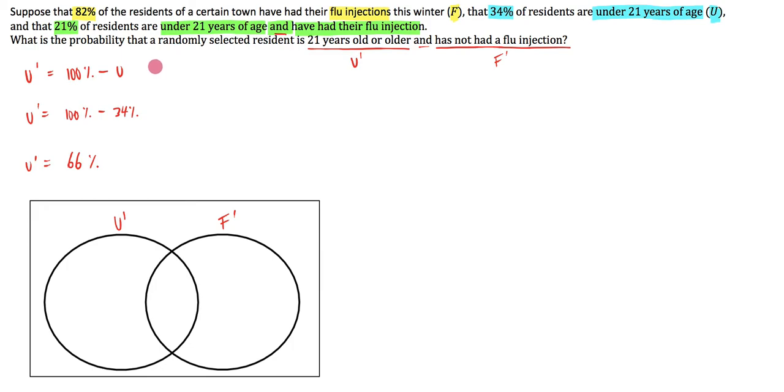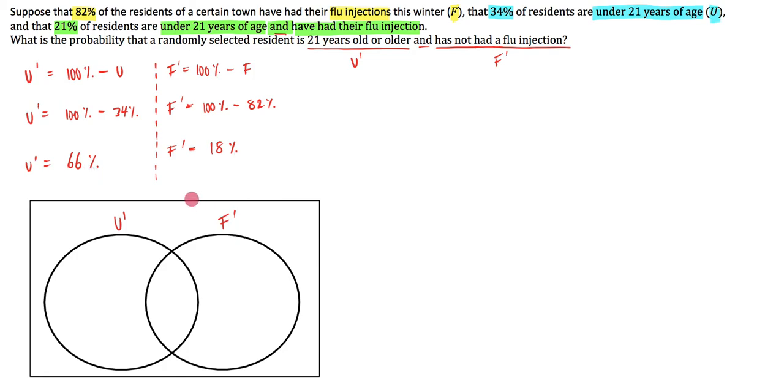The next thing that we need to do is find F dash. It's going to be the same logic. We're going to go 100% minus F, and in this case, F is 82%. So it's going to be 100% minus 82%, which is 18%. So that means 18% of this town has not had the flu injection, and 66% of this town are over the age of 21.